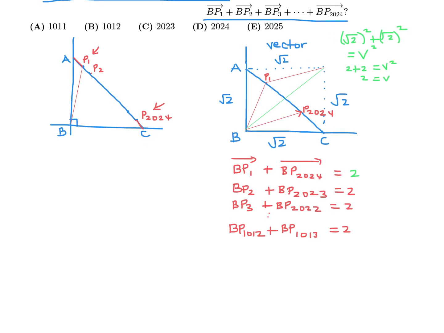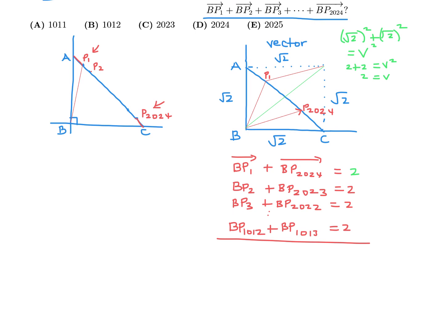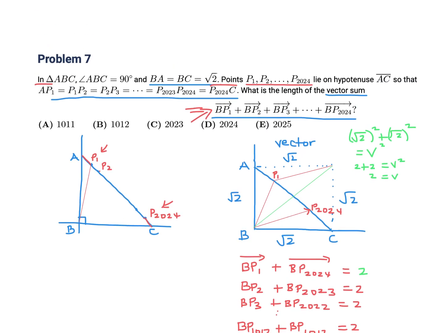And then if you add up all these guys, that's going to be the total, which is what they want up here. That's going to be all the BP1 all the way to BP2024. And that's going to be a whole bunch of 2's. How many 2's are there? 1012, I believe. And that is 2024. So there we go. 2024 is the answer. So there, that would be D.